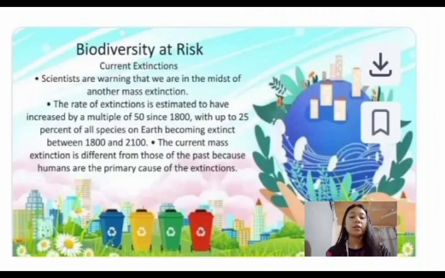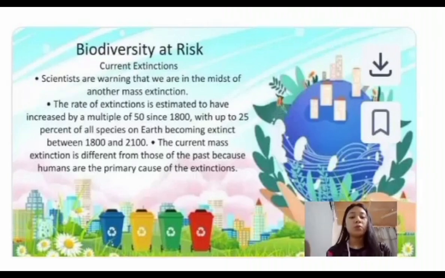Biodiversity at risk. Current extinction. Scientists are warning that we are in the midst of another mass extinction. The rate of extinction is estimated to have increased by a multiple of 50 since the 1880s, with up to 25% of species lost by 2100. The current mass extinction is different from those in the past because humans are the primary cause of the extinction.